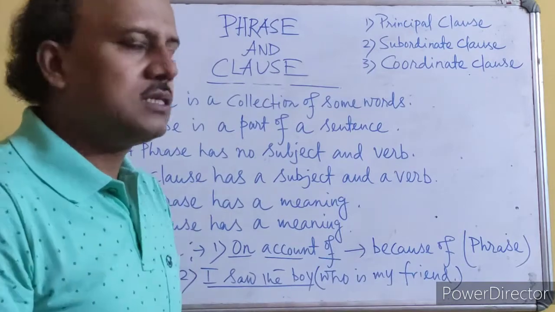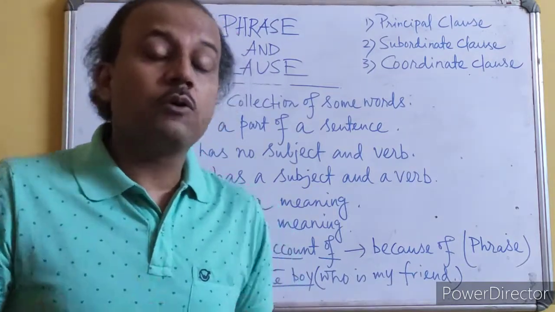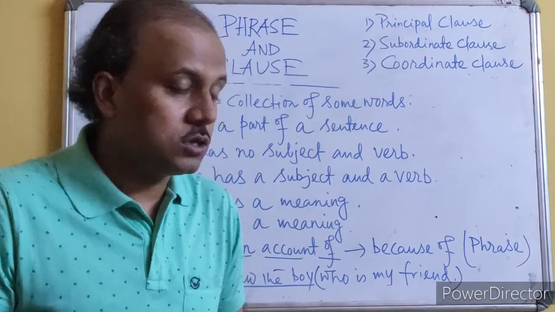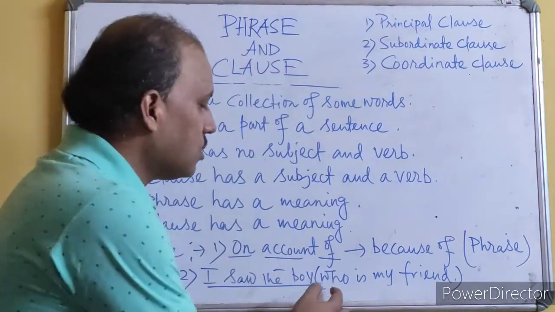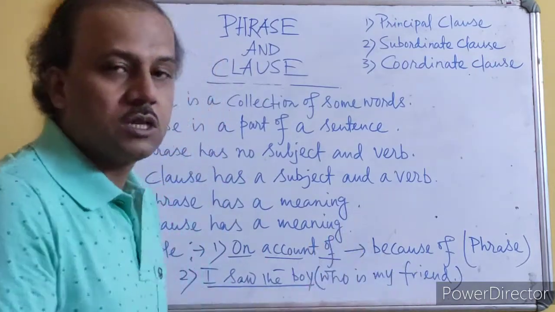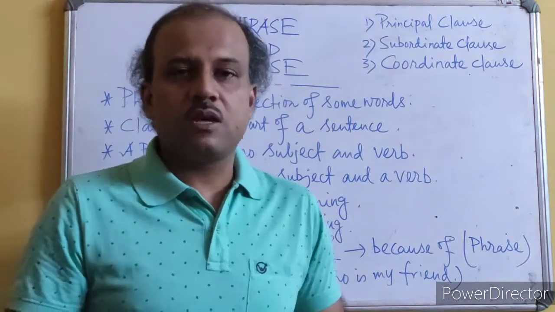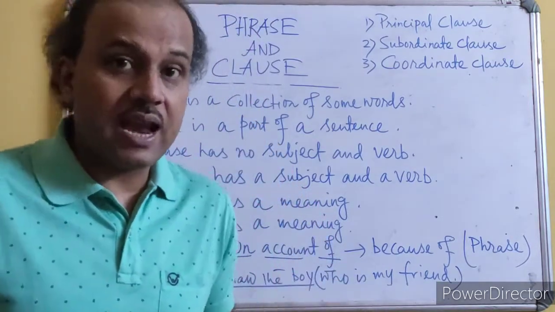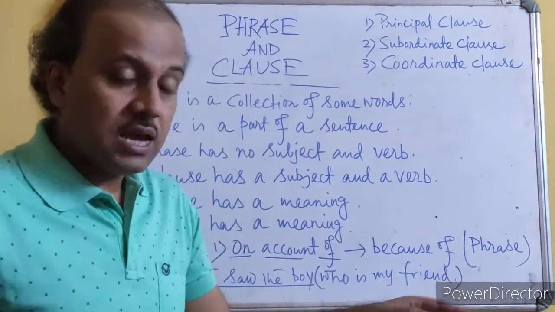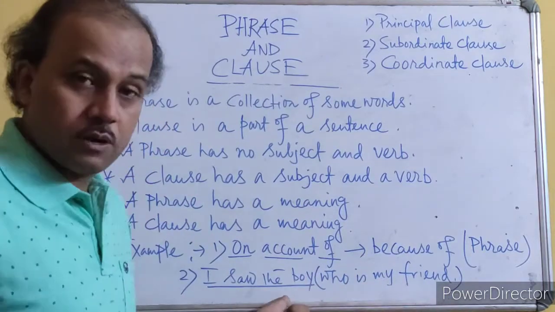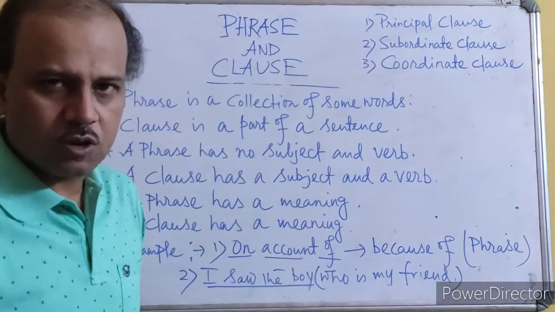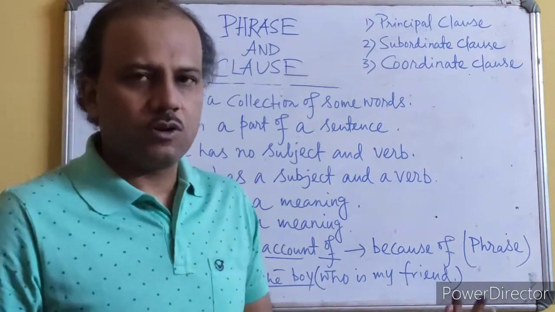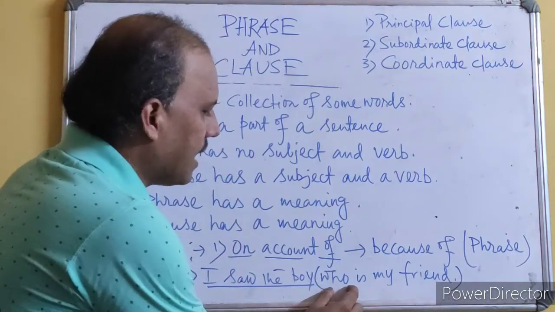Now my question is, how can we recognize a subordinate clause? I told you that who is my friend is a subordinate clause. But you may ask me how you can understand that this is a subordinate clause and how we can understand that this is a principal clause. First come to the subordinate clause. How can we recognize a subordinate clause? This is called a binder.